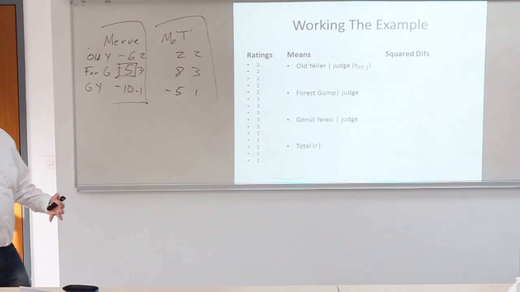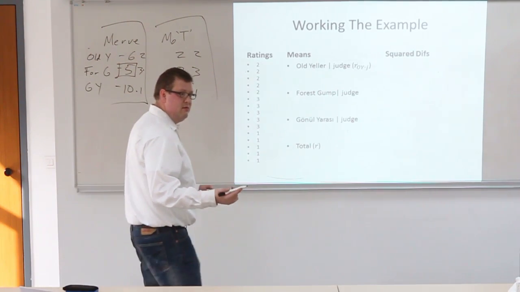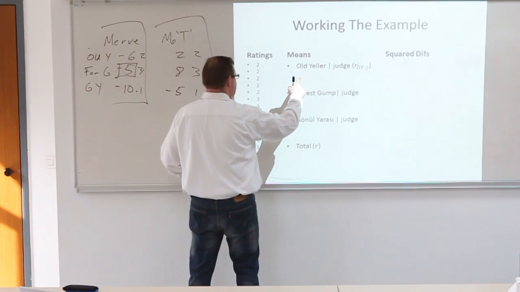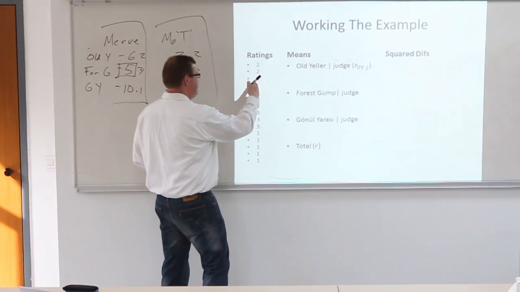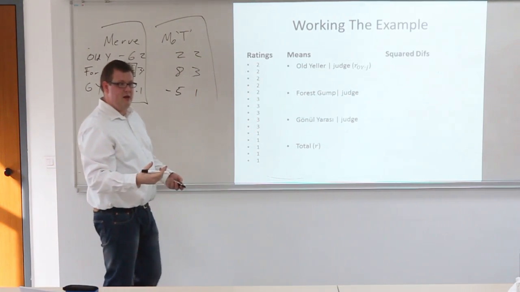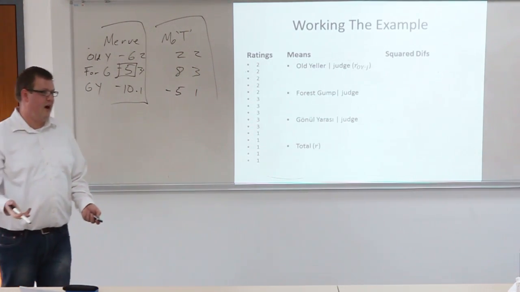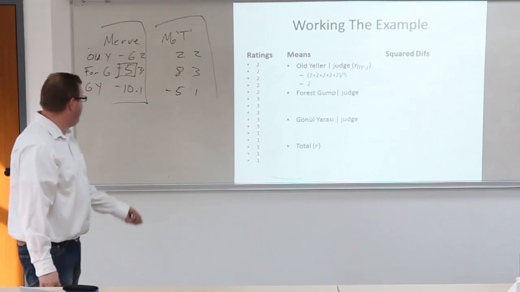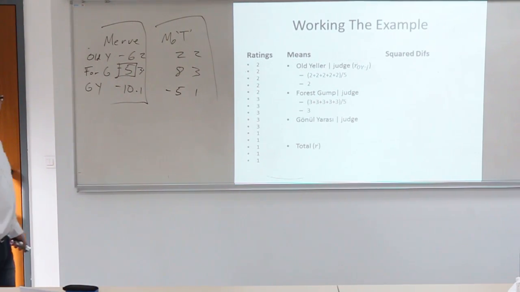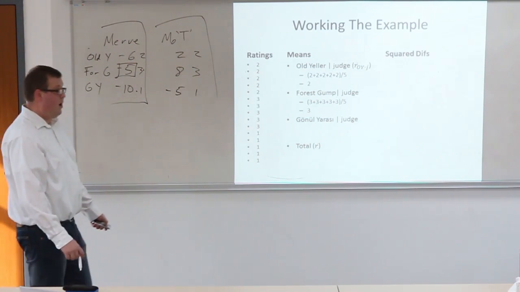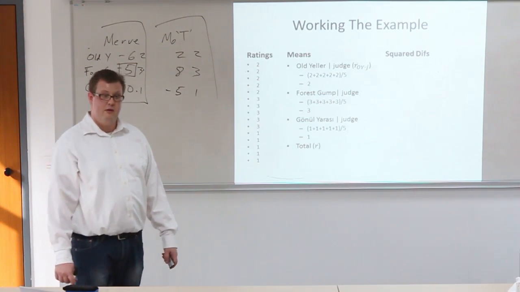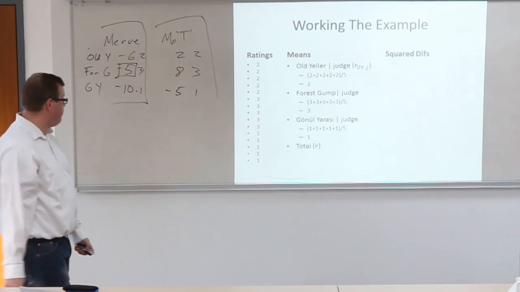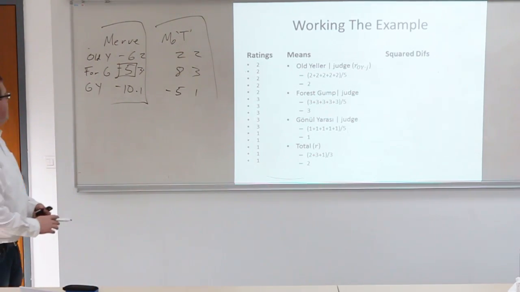So what's that? The mean for Old Yeller is 2, right? 2 plus 2 plus 2 plus 2 plus 2 divided by 5. We've got 2. How about the mean for Forrest Gump? How about the mean for Gomul Yarısı? 1. How about the total? 2, right? 2 plus 3 plus 1 divided by 3, 2. Okay, sweet.